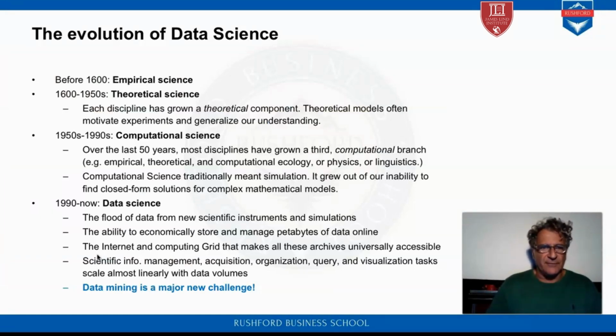Before 1960 there was just empirical science, without any sort of theoretical science. Then from 1960 until 1950 years there was basically that each discipline had to grow theoretically, and there was also the start of developing different models that motivate the experiment, generalize, and understand how different experiments can be generalized to the entire population, for example.